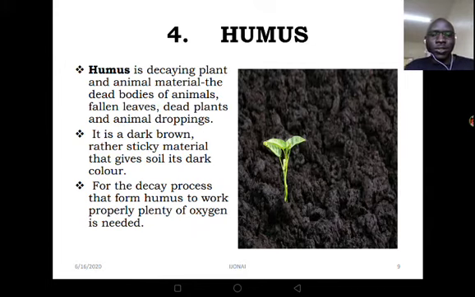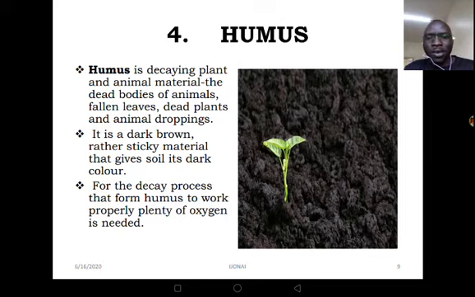Well, having found out the water and how to determine the percentage of water in the soil, we now want to move to the fourth component of the soil, and that is humus. That is what? Humus. So what is humus? It is usually the decaying plant and animal material from the dead bodies of plants, dead animals, leaves, droppings from animals. That is how the humus comes about.